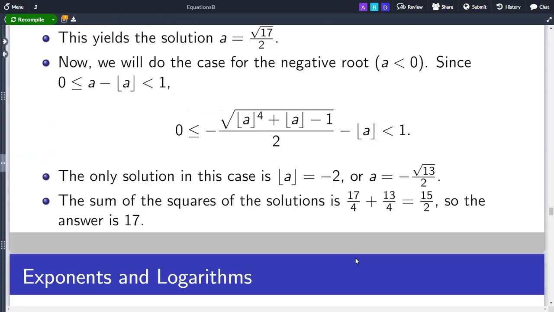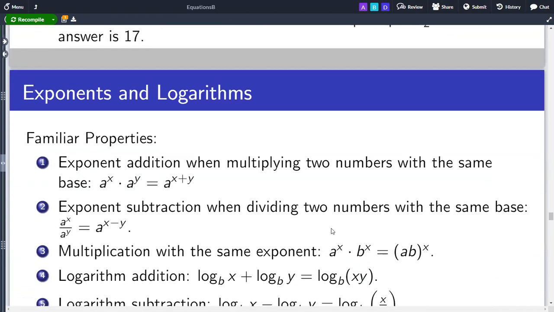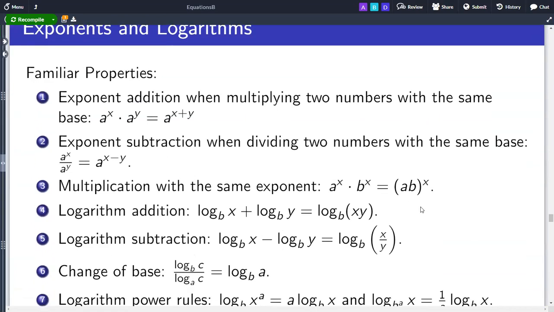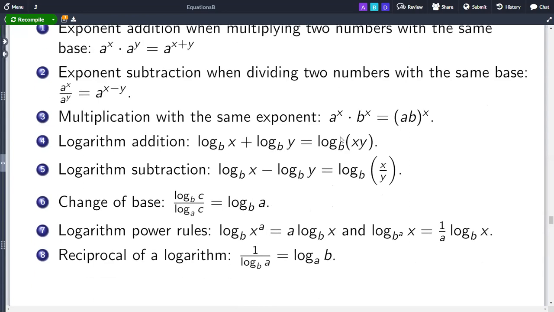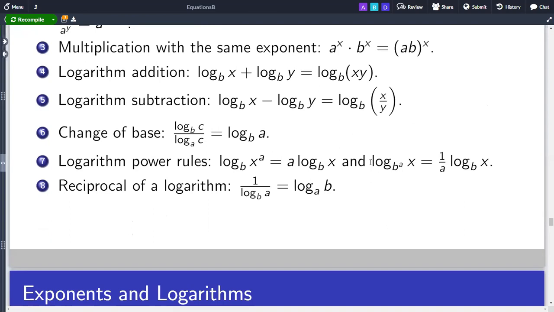Okay, so I guess we'll move on to the next section, which is exponents and logarithms. First we'll just go over a few familiar properties that you should know. When you multiply two numbers with the same base, you just add the exponents, and you subtract the exponents when you divide. I'll let you read through these. You probably should know all the exponent ones. Maybe the logarithm ones might be new. Number 6.